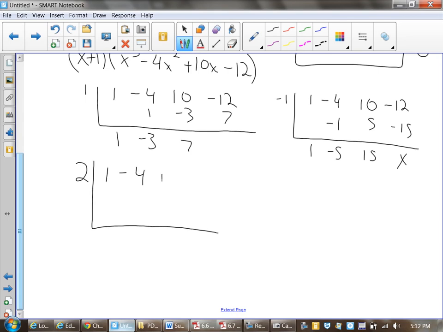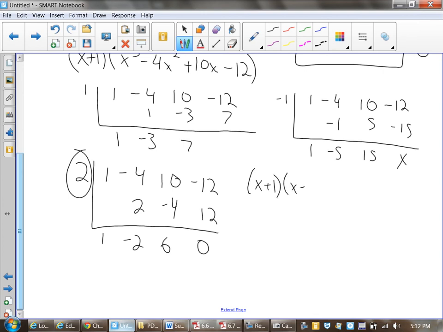1, negative 4, 10, negative 12. And we got to another one. So we now know that it is x plus 1, x minus 2. Since my zero is positive 2, my term is x minus 2. And I'm left with x squared minus 2x plus 6.